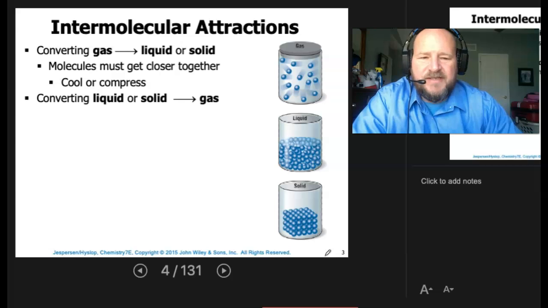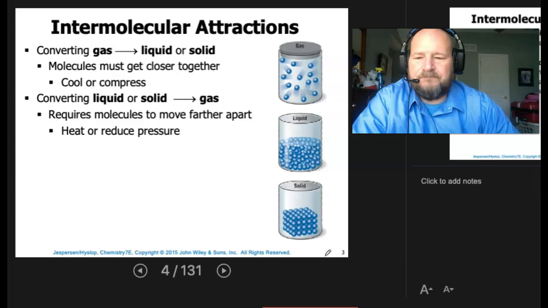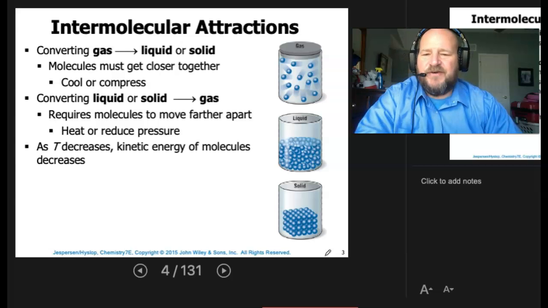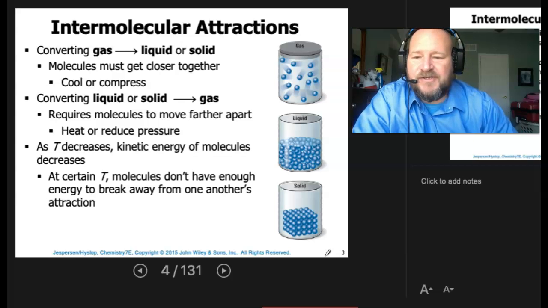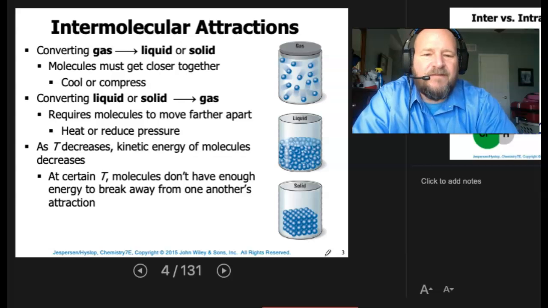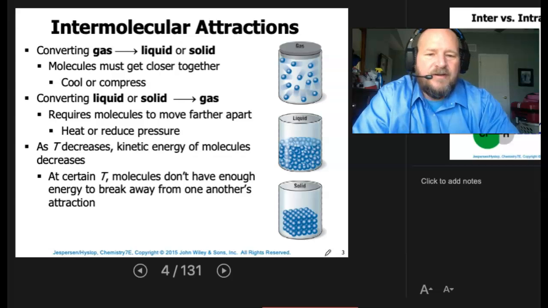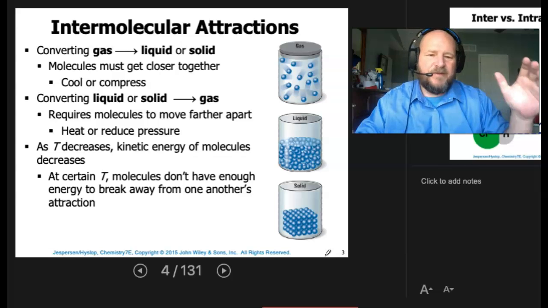Converting a liquid or solid to a gas, we're going to require the molecules to move further apart. That means we're either going to have to heat or reduce the pressure, i.e. expand, increase the volume. As temperature decreases, kinetic energy of molecules will also decrease, which means they slow down and their attractive forces become more adamant to each other. At a certain temperature, molecules don't have enough energy to break away from the other molecules' attractions, and then they end up intermingling together and then becoming bigger, like a bigger component, and then a bigger component, until finally it's a solid.